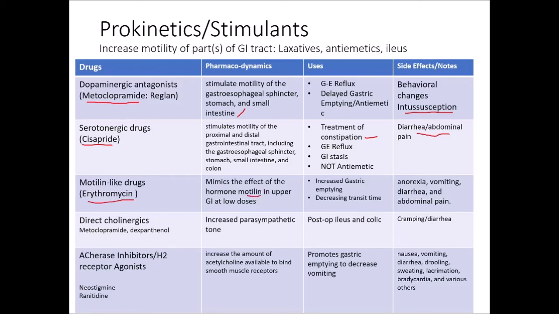Acetylcholinesterase inhibitors, or H2 receptor antagonists. These increase the amount of acetylcholine available to bind to smooth muscle receptors, and it promotes gastric emptying to decrease vomiting. Can lead to the side effects of nausea, vomiting, diarrhea, drooling, sweating, lacrimation, bradycardia, and various others. Anything like this is a cholinergic. Okay, so this would include neostigmine and ranitidine.